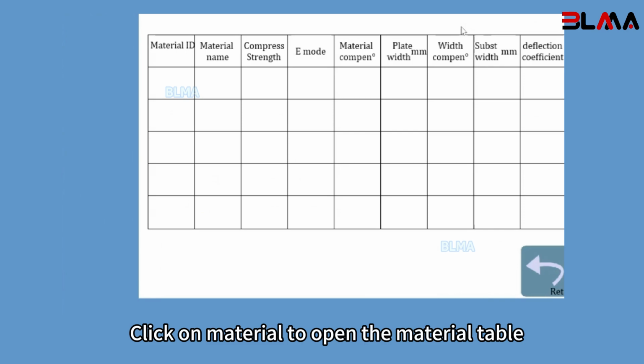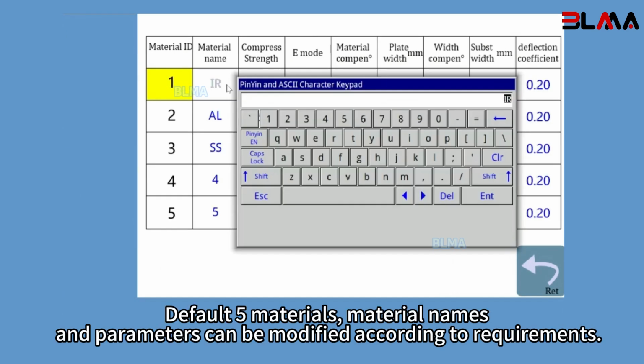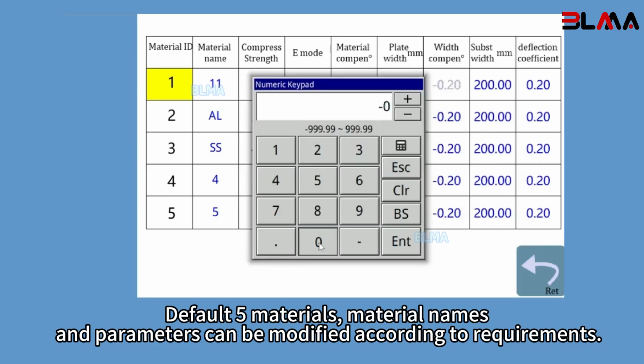Click on Material to open the material table. Default 5 materials, material names and parameters can be modified according to requirements.